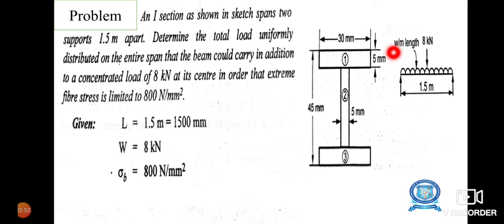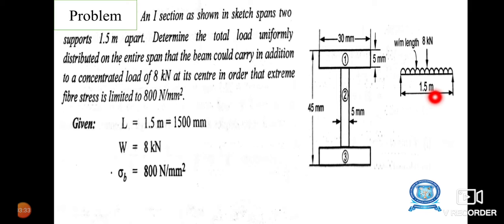So that is shown in the diagram. The top portion is section 1, the middle portion is section 2, and the bottom portion is section 3. The total height of the I section is 45 mm. Section 1 has a thickness of 5 mm and a length of 30 mm. Section 2 has a thickness of 5 mm, and its height will be reduced: the top 5 and bottom 5, totally 10, minus from 45, gives 35 mm. Then section 3 is the same as the top section.